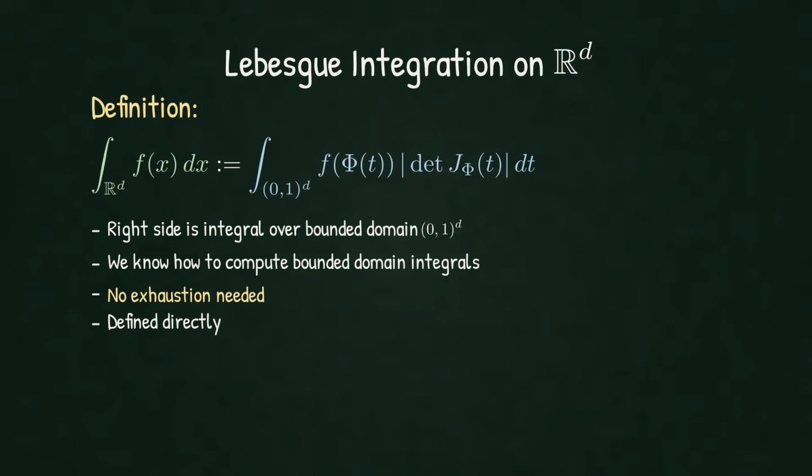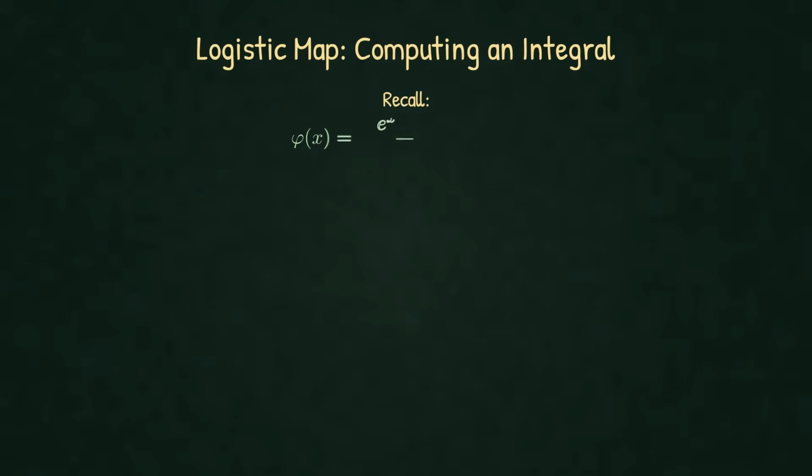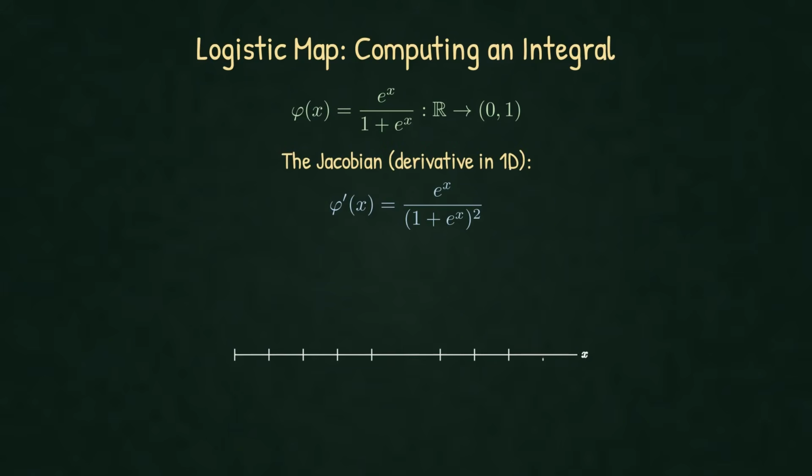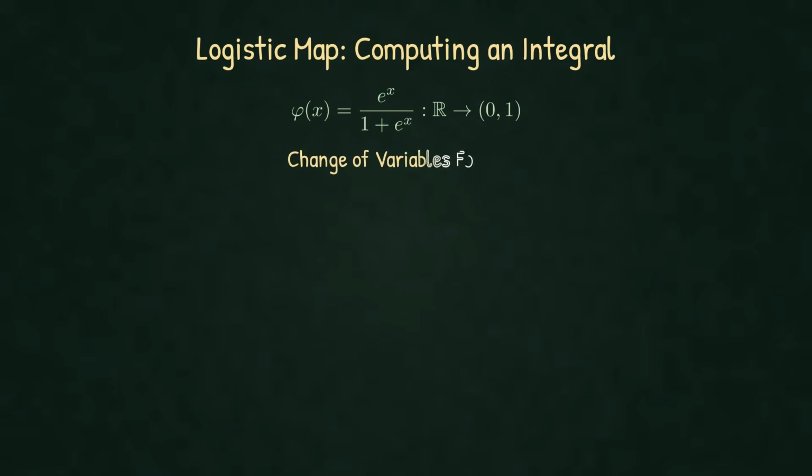And here's the key theorem. For any diffeomorphism capital Phi from the unit cube to the d-dimensional real space, the definition gives the same value. It's well defined. Let's apply this. Recall, the logistic map phi of x equals e to the x over 1 plus e to the x. The Jacobian, or in one dimension just the derivative, is e to the x over (1 plus e to the x) squared. Look at the area under this curve. It's exactly 1.